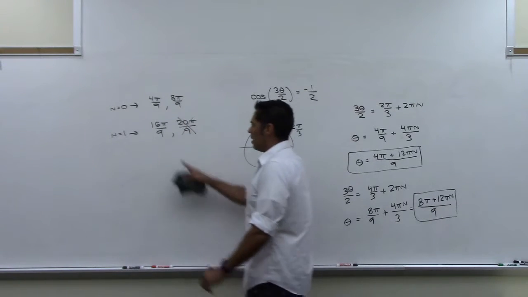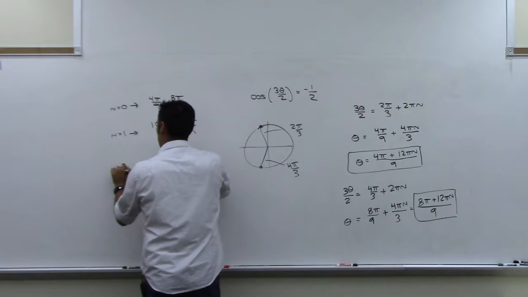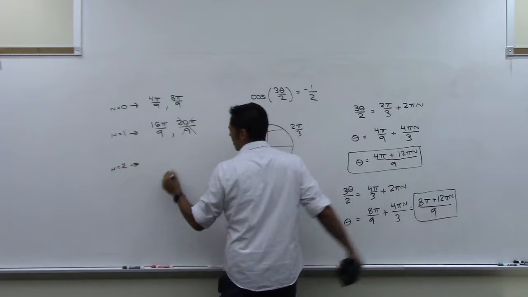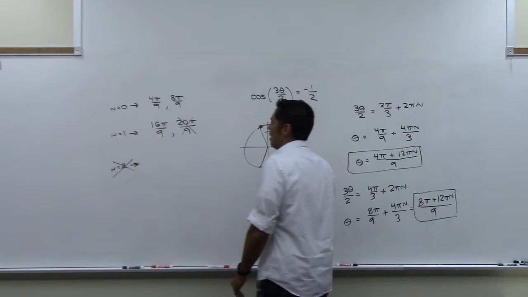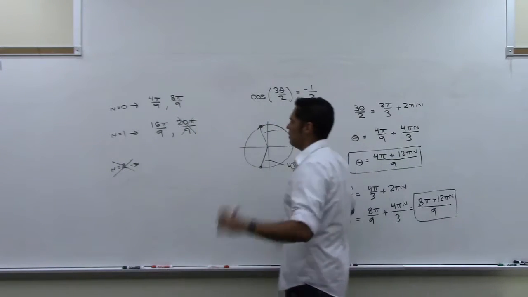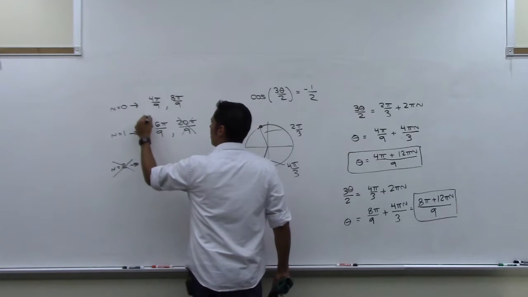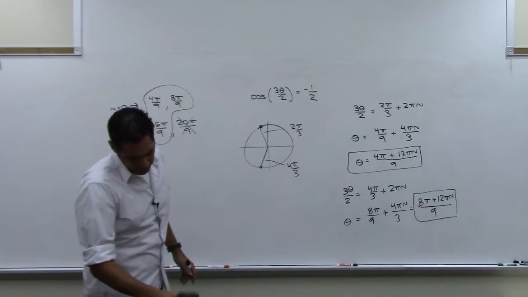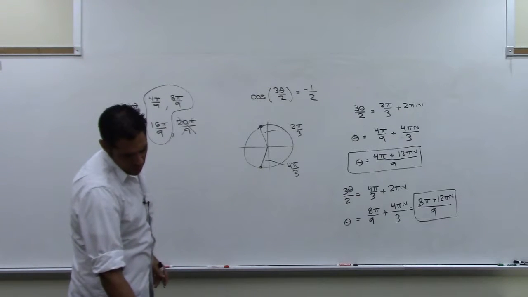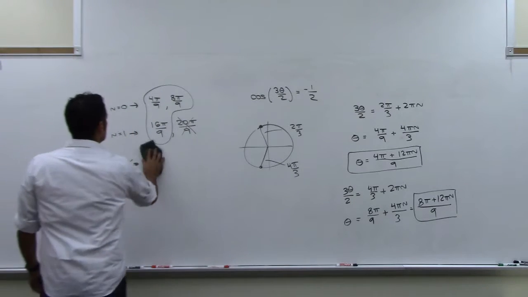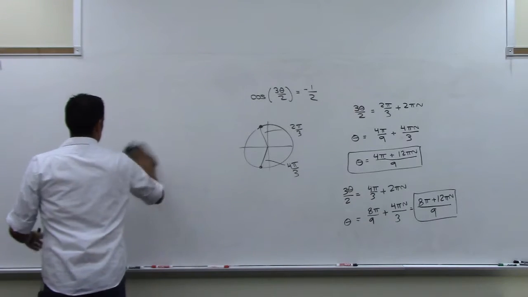Now, I should just check n is 2 on this one, just to make sure. N is 2, 24 plus 4. No, that's not going to work. It's too big. I don't need to check negatives because I don't have any negative answers between 0 and 2 pi. So it looks like just these 3 right here. We got 4 pi over 9, 8 pi over 9, 16 pi over 9. That was kind of cool.